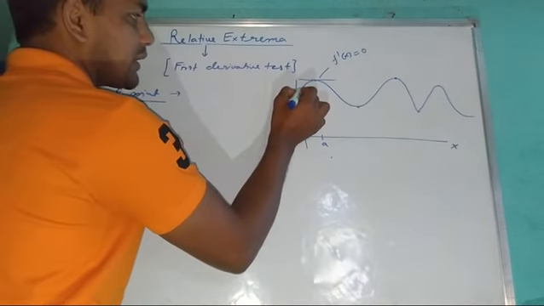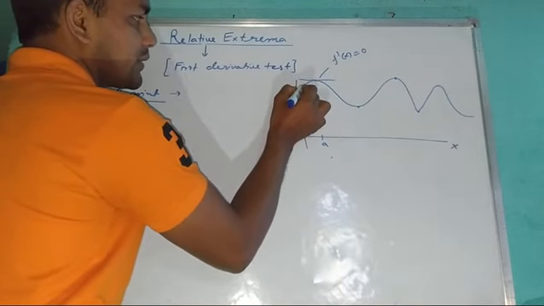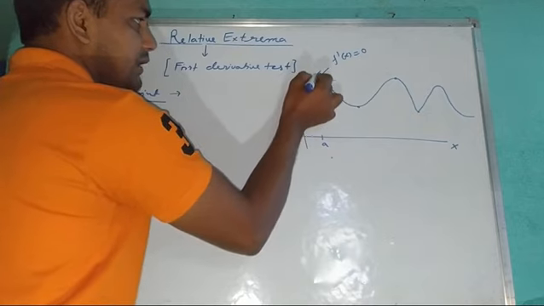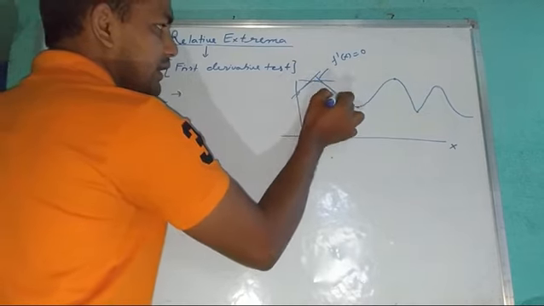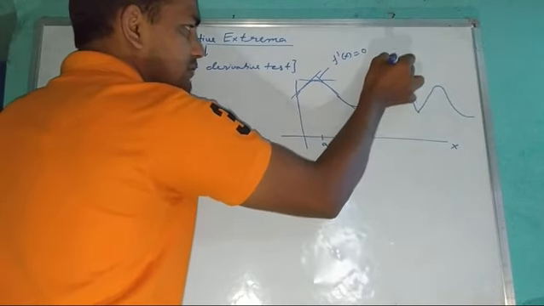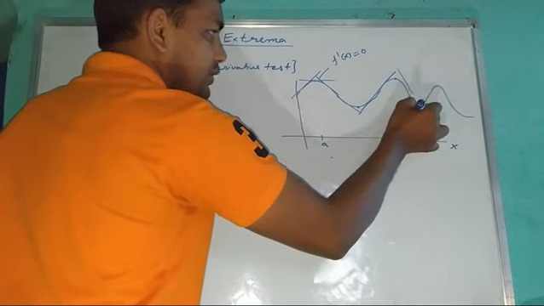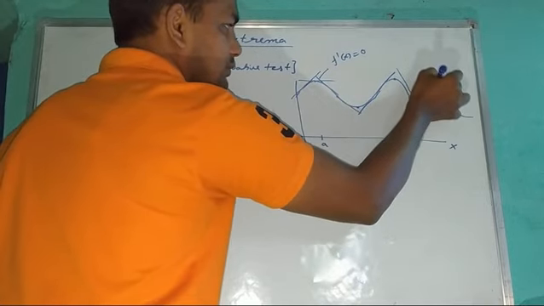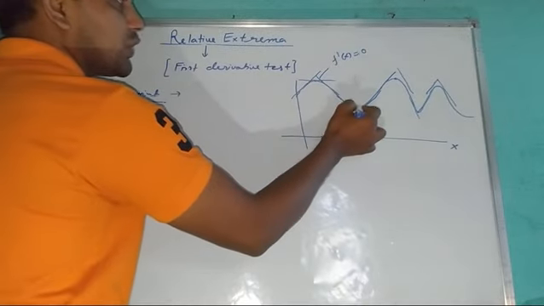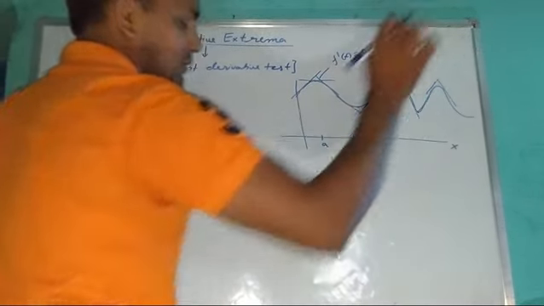For example, at this point, first the slope is positive. This is the positive slope. Then the slope is negative. Here the slope is negative. This slope is positive. This is negative. This is positive, and this is a negative slope. It means we have critical points 1, 2, 3, 4, 5 and so on.